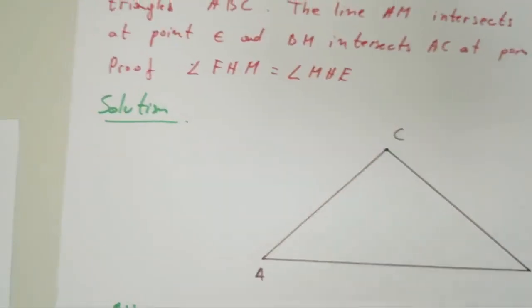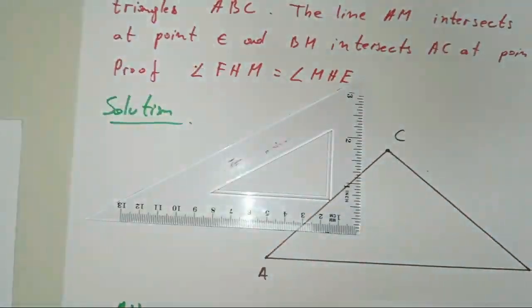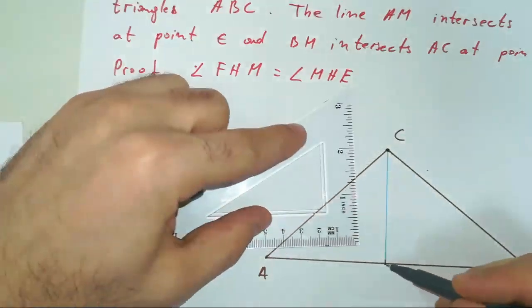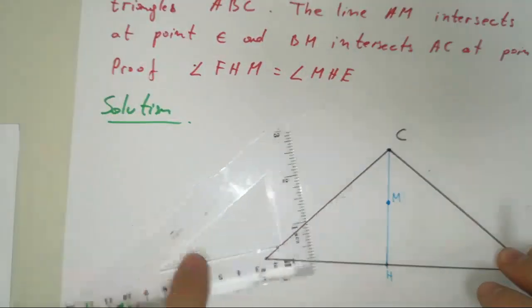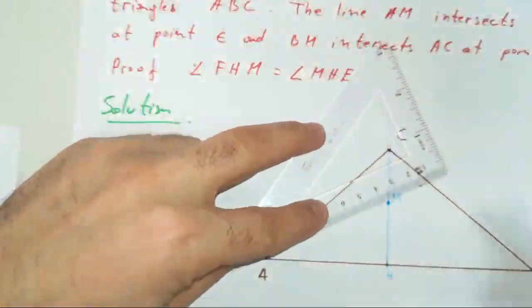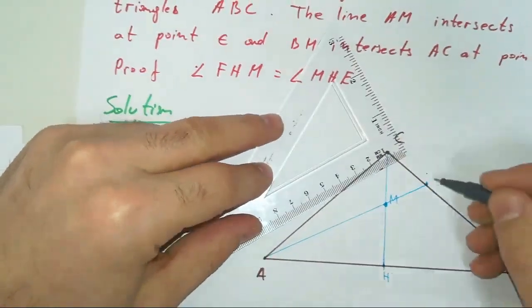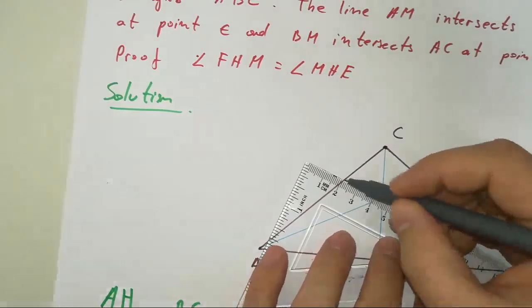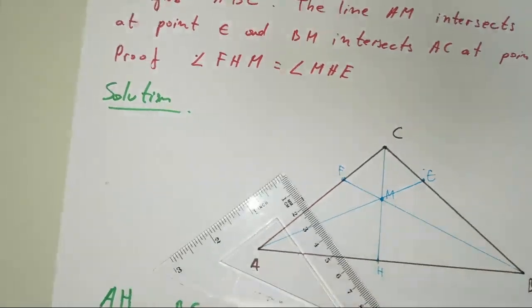So it says that if M lies on the height CH, so we have the height here, CH, and there is a point here somewhere, M. The line AM intersects BC at point E, and BM intersects AC at point F. Now it says prove that these two angles here are equal.